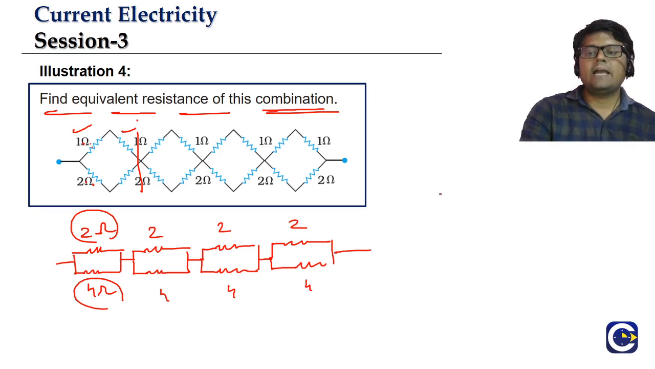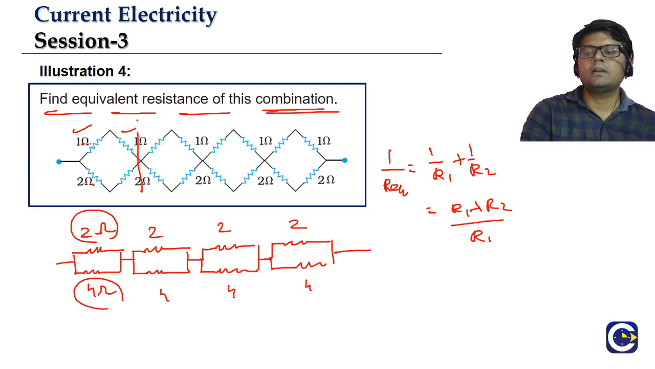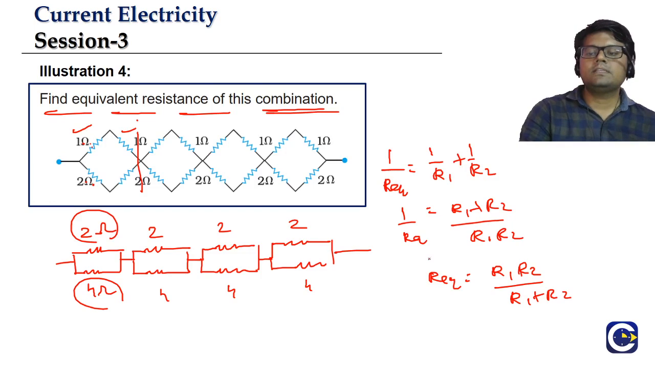So I want to bring one formula to your notice. If you have 2 resistors in parallel, what is the formula for R equivalent? 1 by R equivalent is equal to 1 by R1 plus 1 by R2. This is the formula we had, correct? So now take an LCM. It will be R1 plus R2 by R1 R2. That is the 1 by R equivalent value. So from here the R equivalent value will be R1 R2 by R1 plus R2. This is the formula we can remember, guys.